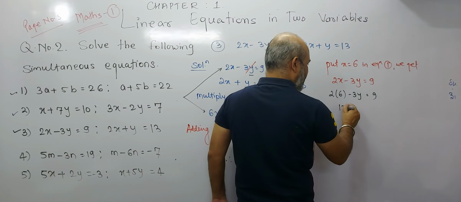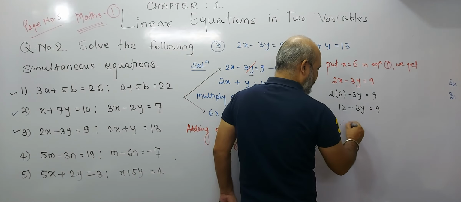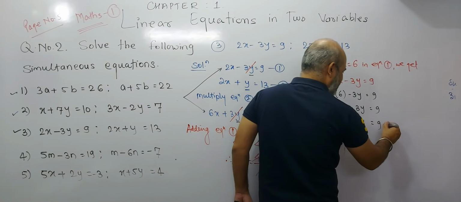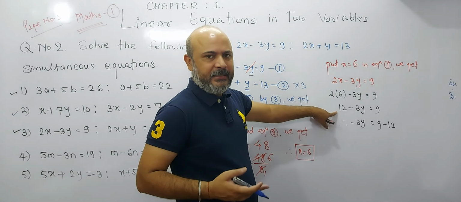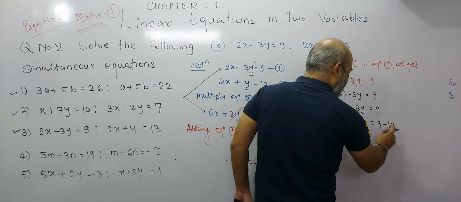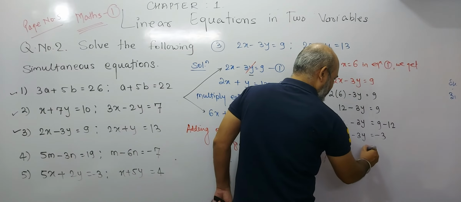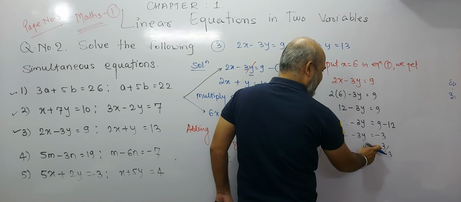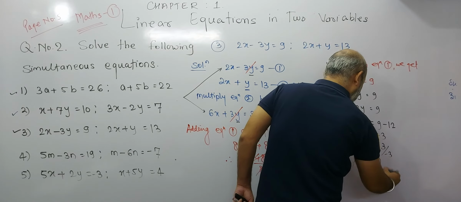So 2 sixes are 12. 12 minus 3y is equal to 9. Now we will transfer, therefore minus 3y is equal to 9. This plus 12 becomes minus 12. Means when you transfer this plus 12 to the right hand side, you will get minus 12. So therefore minus 3y is equal to 9 minus 12, which is minus 3. So therefore y is equal to minus 3 upon minus 3. When you divide the same number by the same number, your answer is 1. So y is equal to 1.